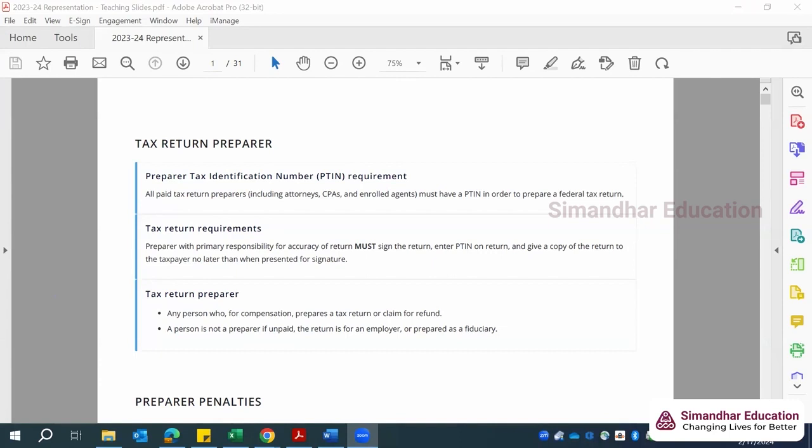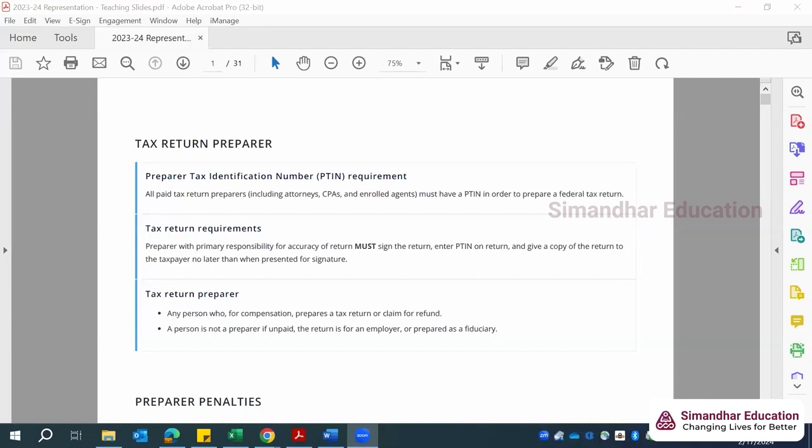Okay. So what did we cover so far? First, we covered the definition of a preparer and a practitioner. We covered who will not be treated as a preparer. And now we are looking at the requirements as a preparer that you should satisfy. So you should sign the return, you should provide your PTIN, you should provide a copy of the return to the taxpayer when you are giving the return to the taxpayer for signature.